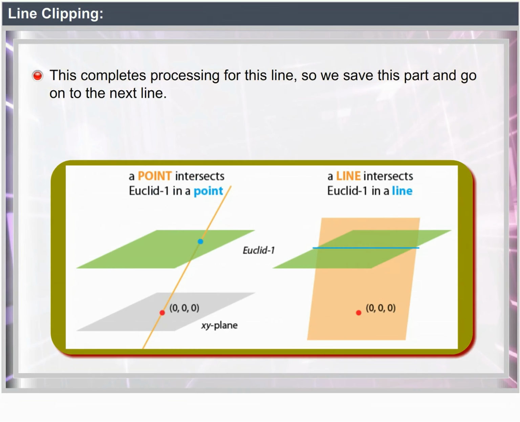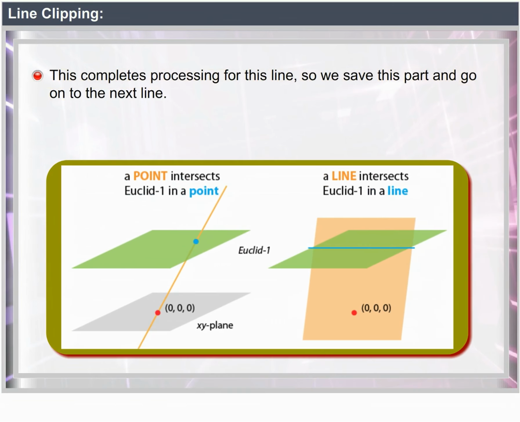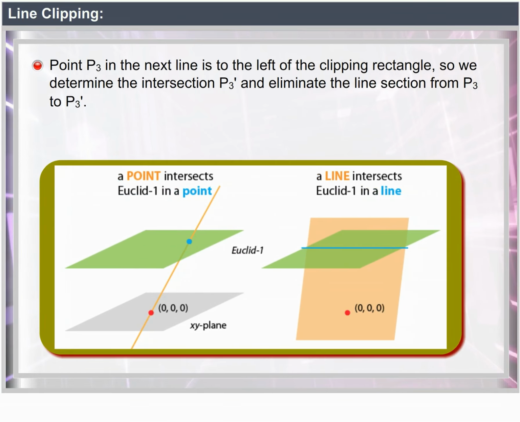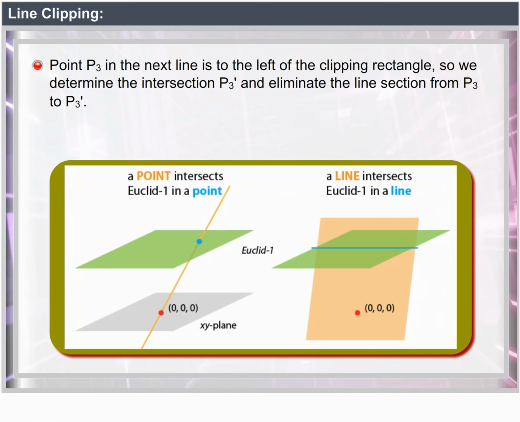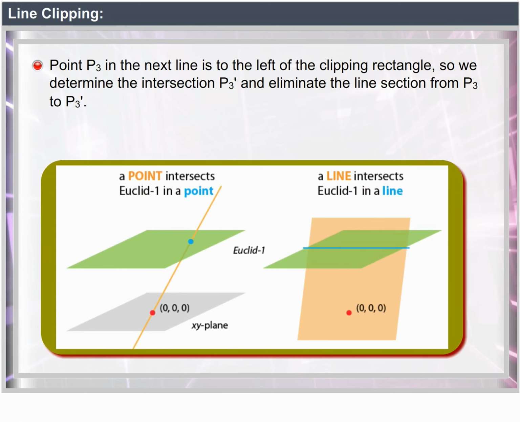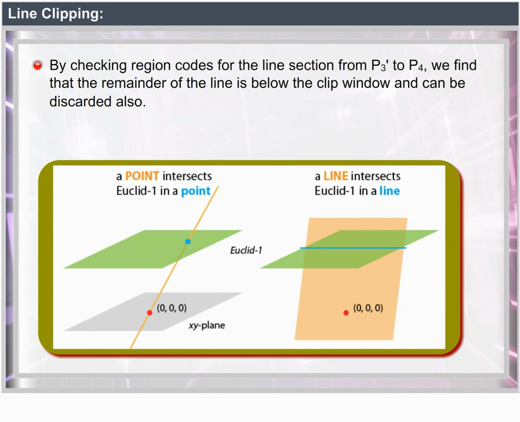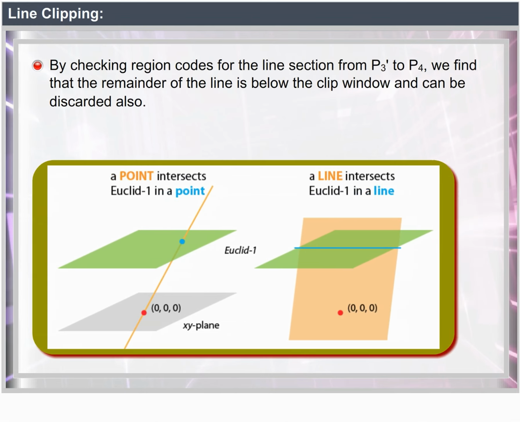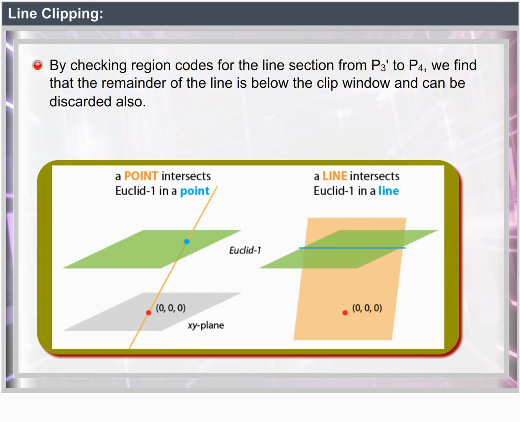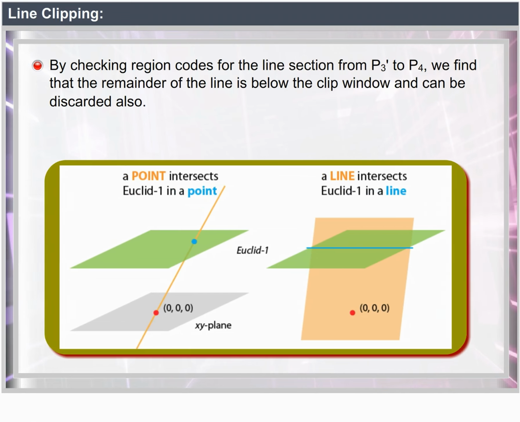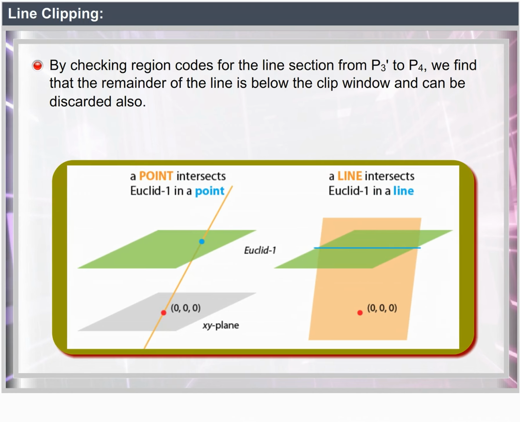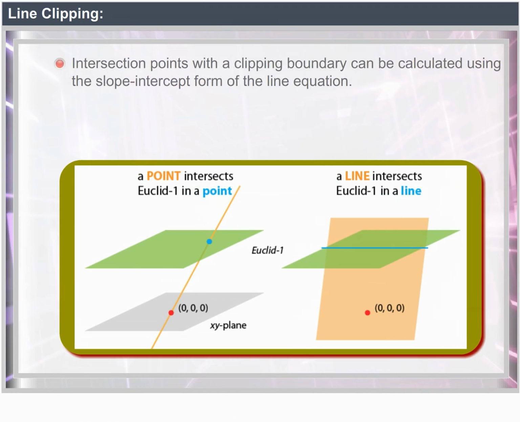This completes processing for this line, so we save this part and go on to the next line. Point P3 in the next line is to the left of the clipping rectangle, so we determine the intersection P3' and eliminate the line section from P3 to P3'. By checking region codes for the line section from P3' to P4, we find that the remainder of the line is below the clip window and can be discarded also.